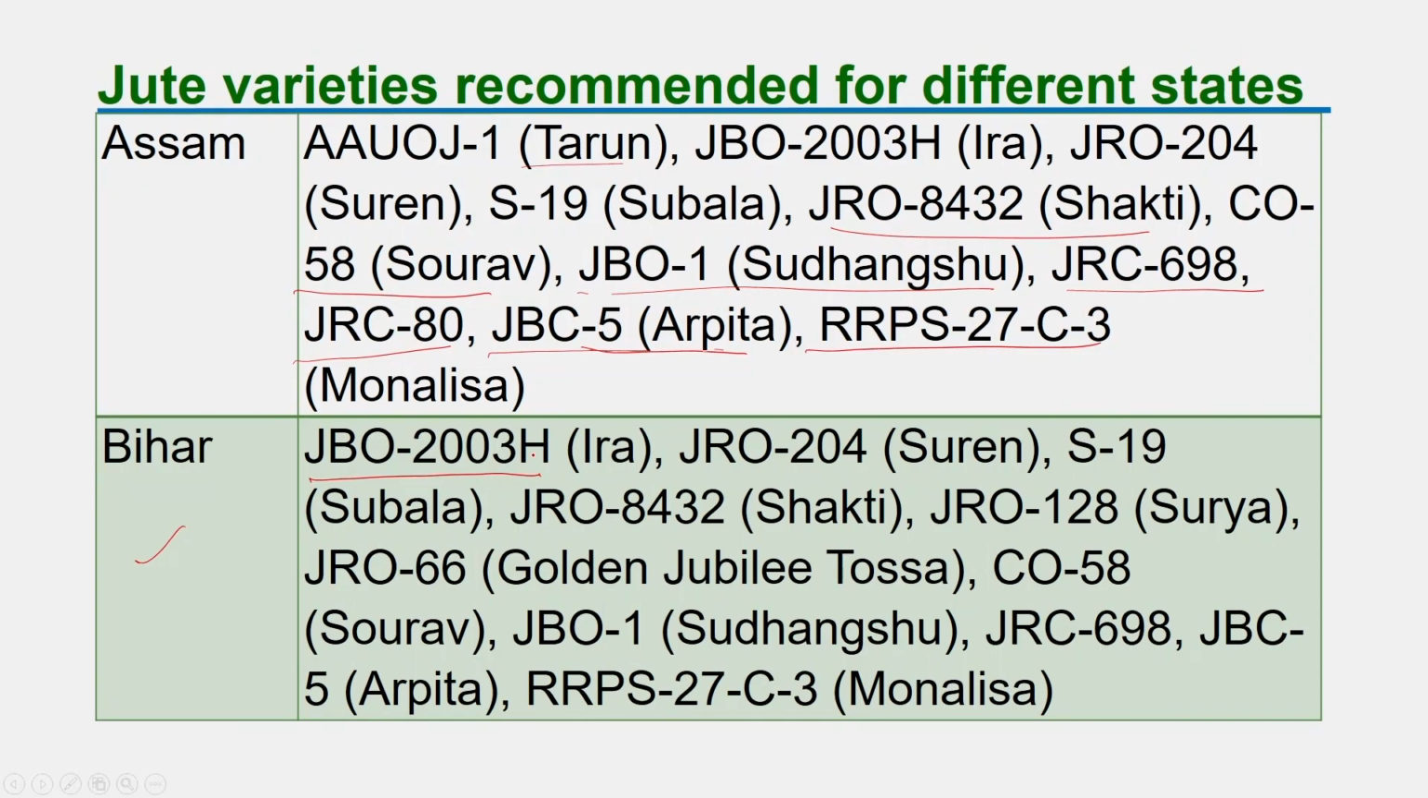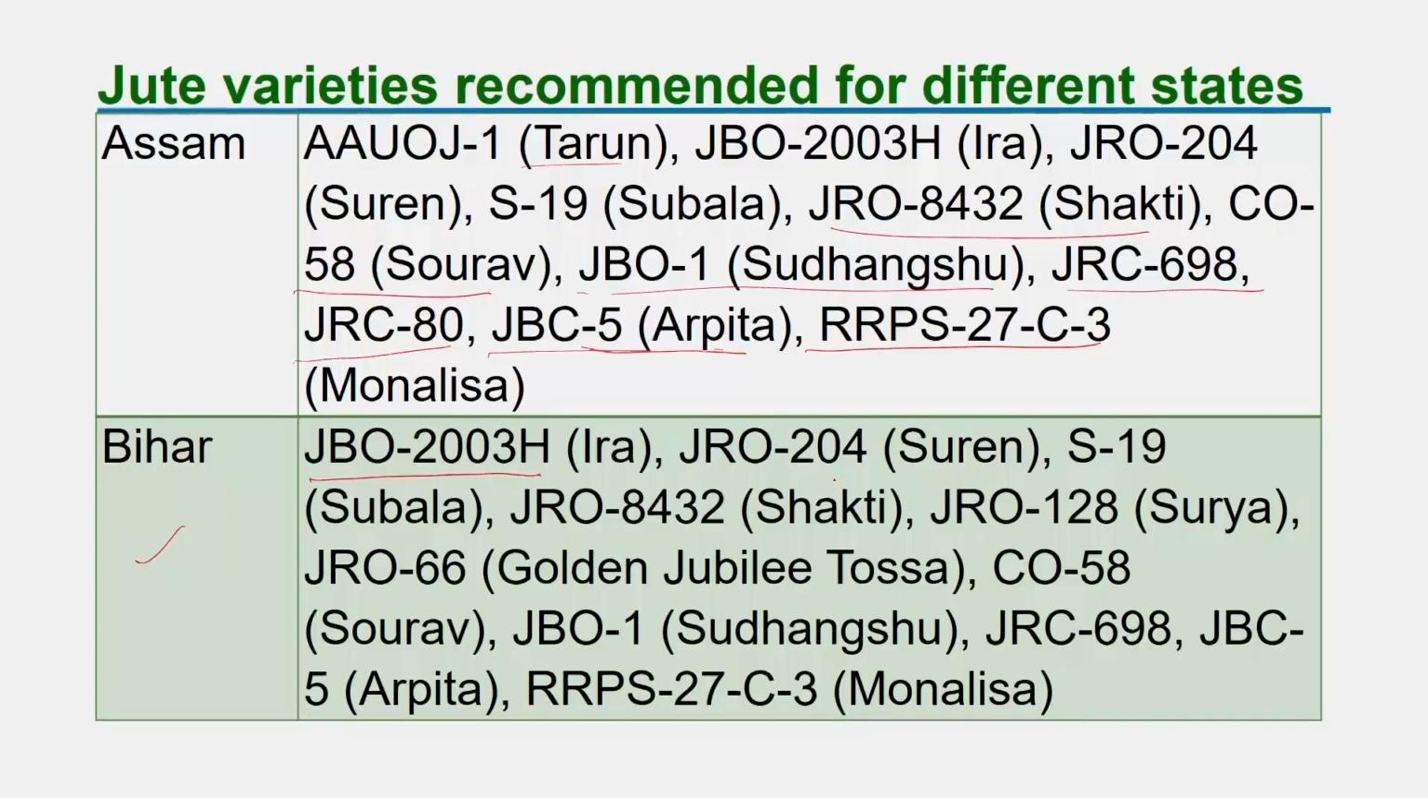So here a student can make a distinction. Wherever you find this O in the end, that means it is olitorius jute, and wherever you find C, it is your capsularis jute. So it is easy to identify to which group or to which species a particular variety belongs.